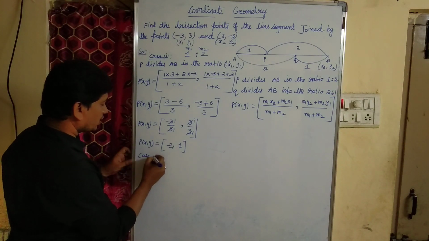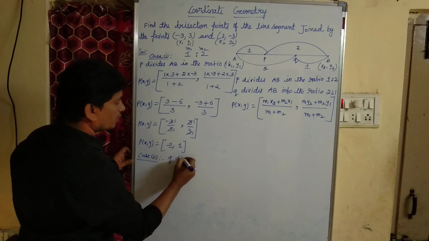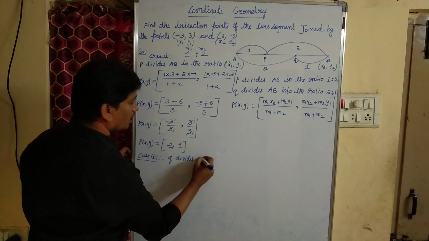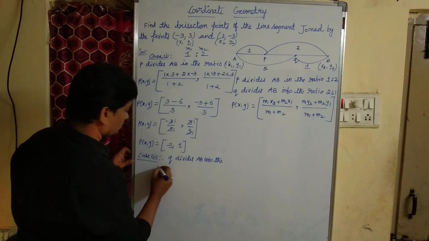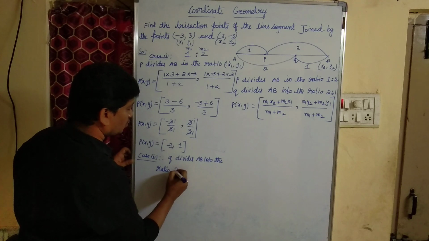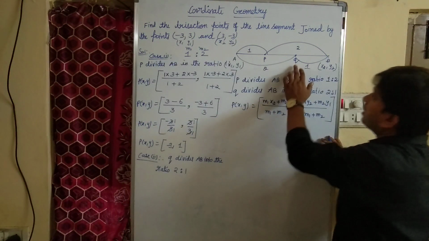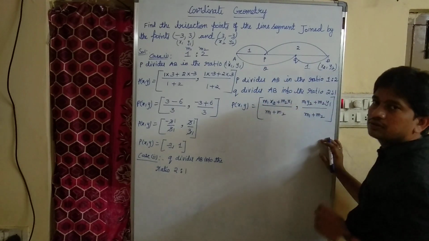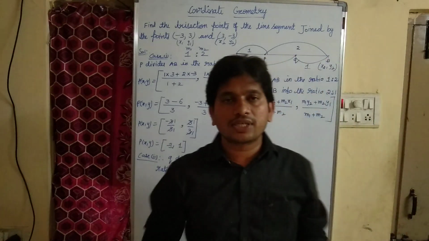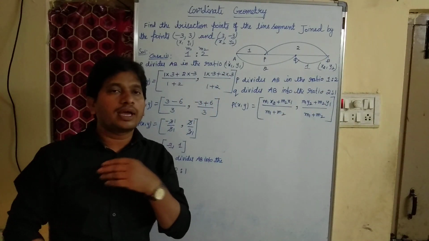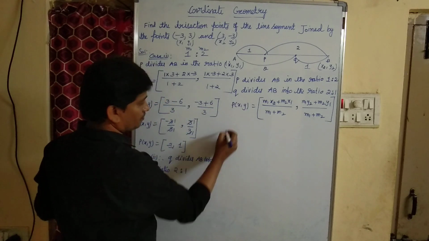Now coming to case 2. What is case 2? Point Q divides AB into the ratio 2:1. Right? Coordinates are the same, I mean x1, y1, x2, y2 values are the same. The only thing is here m1, m2 values are changing. Okay? Let us find about Q.